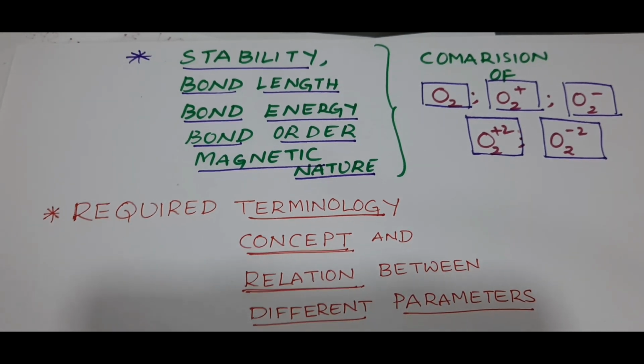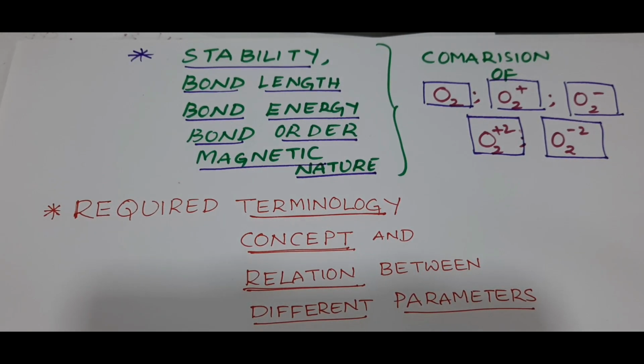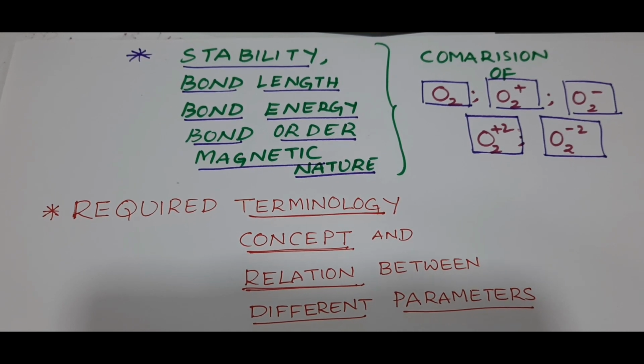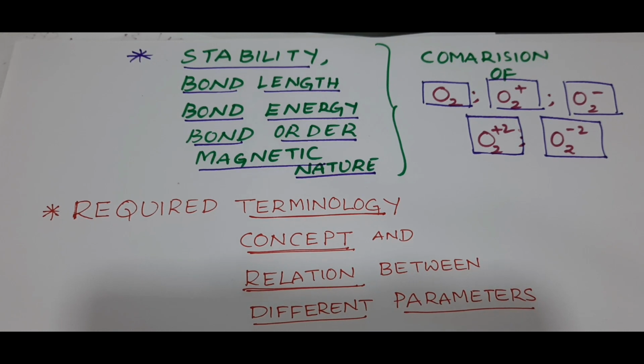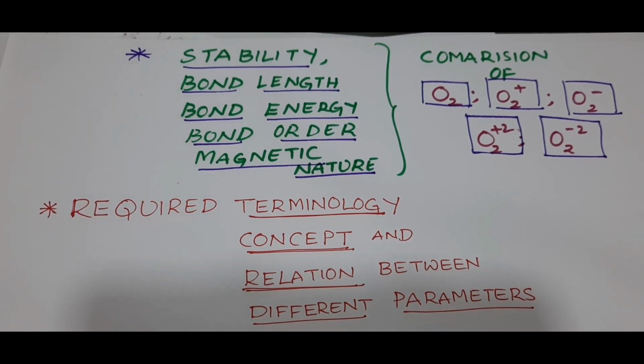Hi everyone, today we are comparing the O2 molecule with O2 plus, O2 minus, O2 2 plus, and O2 2 minus in terms of stability, bond length, bond order, bond energy and magnetic nature. It is a very important question, but the majority of students get a little confused every time. To avoid that confusion, I made a video with a small technique using the concept.